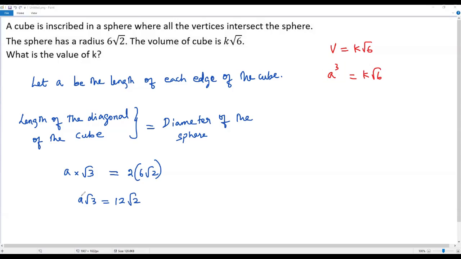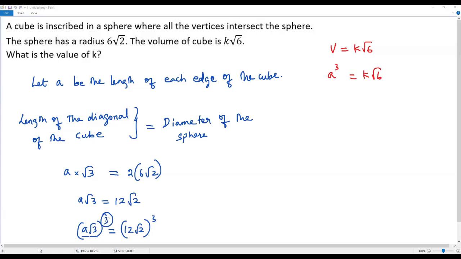Now our aim is to get exponent 3 for this a. For that, I'm going to raise both sides of this equation to the power of 3. When I do so, I get a times square root of 3, whole to the power of 3, equals 12 times square root of 2, whole to the power of 3. Here two quantities are multiplied and we have the common exponent 3.